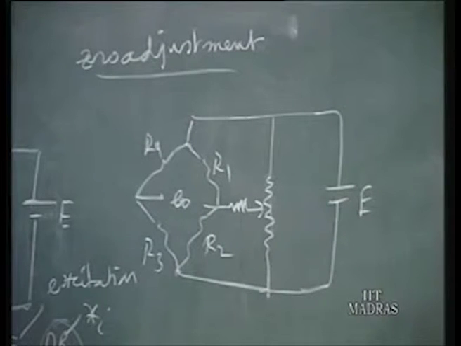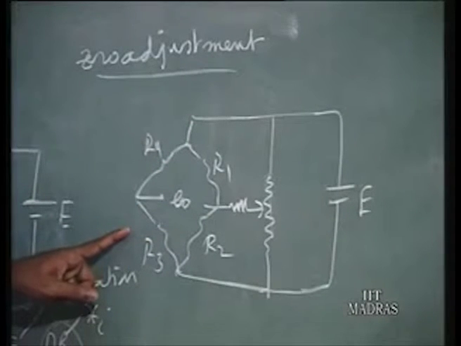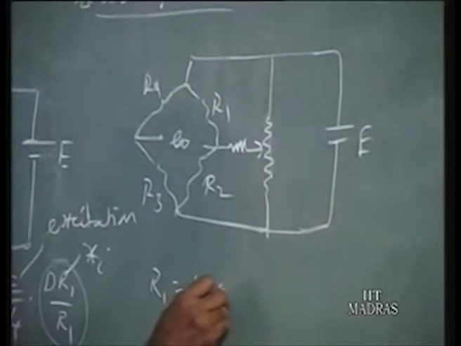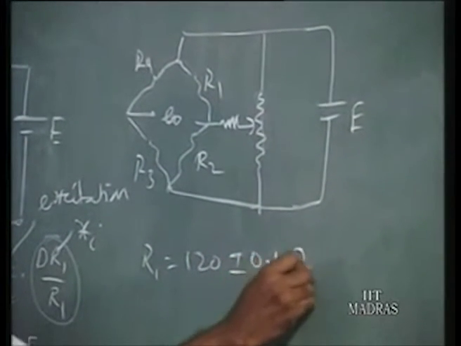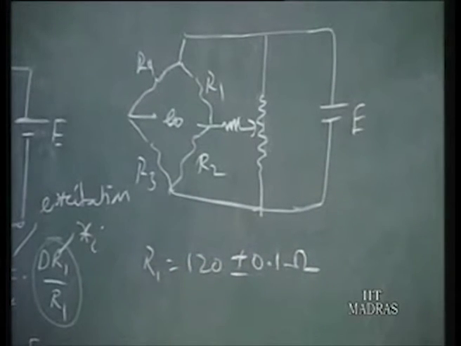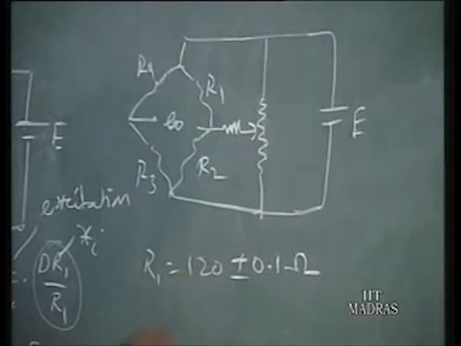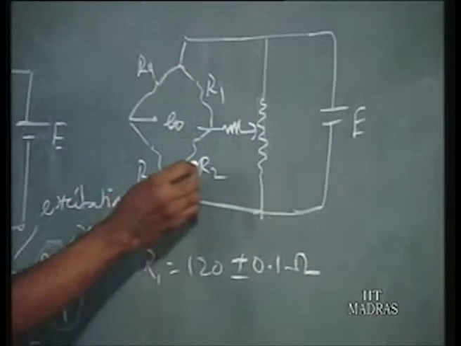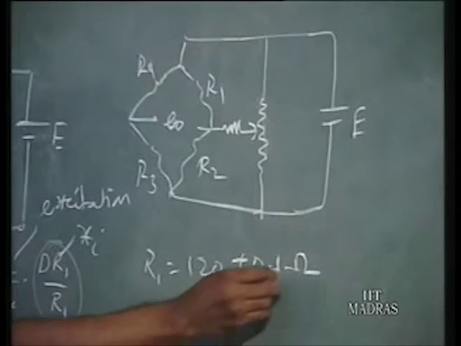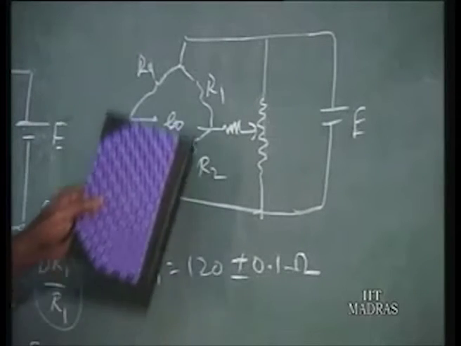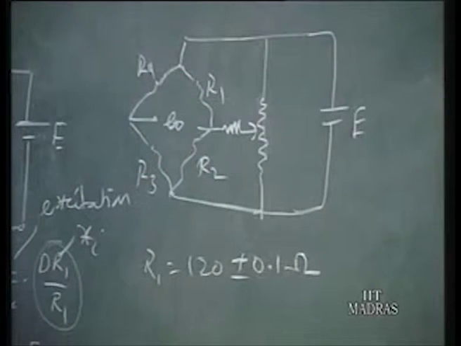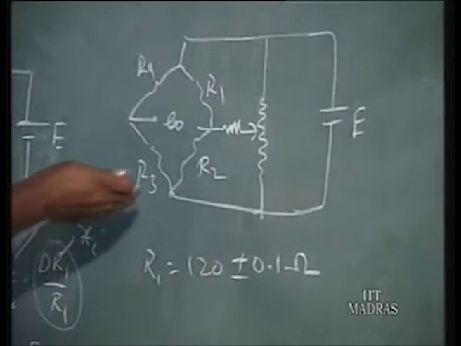Normally, each of the four resistances connected in the bridge network has certain tolerance, say R1 is equal to 120 plus or minus 0.1 ohm. This is what is specified by the manufacturer. No strain gauge will have exactly 120 ohm. It will vary; some limit is always there when we manufacture. Exactly we don't get it. So all four arms will have such ranges, and there will be some difference of resistances among the four arms.